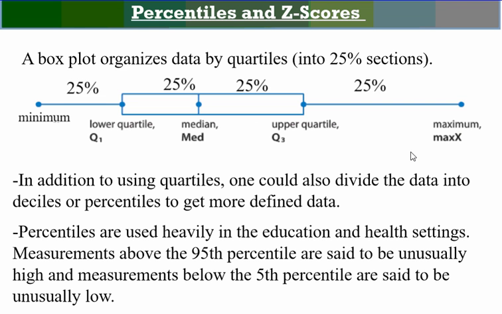Percentiles are used heavily in the education and health medicine fields. Measurements above the 95th percentile are said to be unusually high, and measurements below the 5th percentile are said to be unusually low. That really comes to us from the empirical rule that we learned about when talking about the normal distribution. If you're more than 2 standard deviations away, above the 95th percentile on the high end, or below the 5th percentile on the low end, then we call that unusual in mathematics.